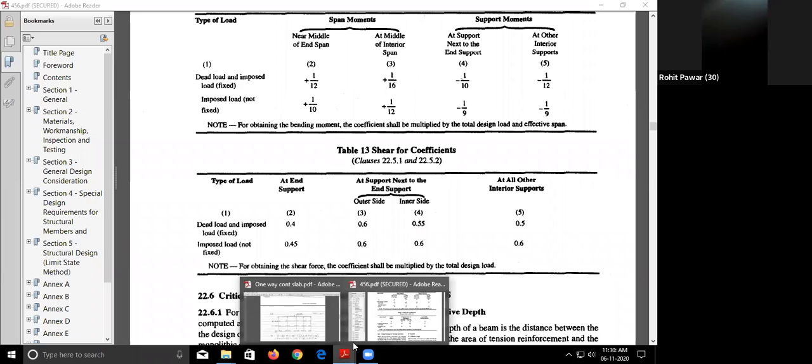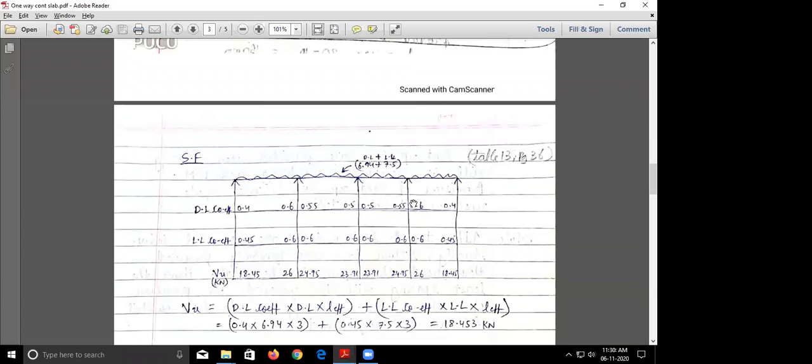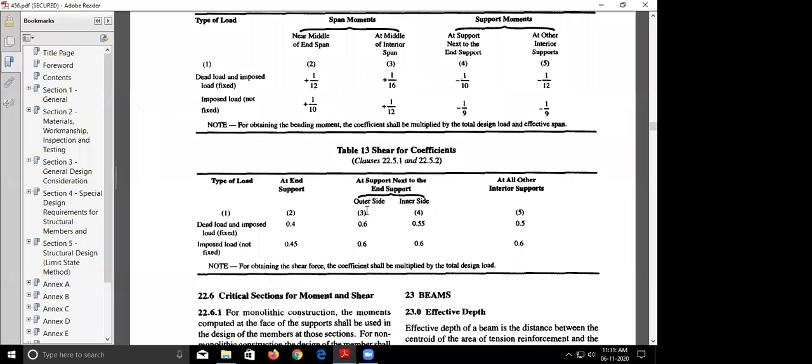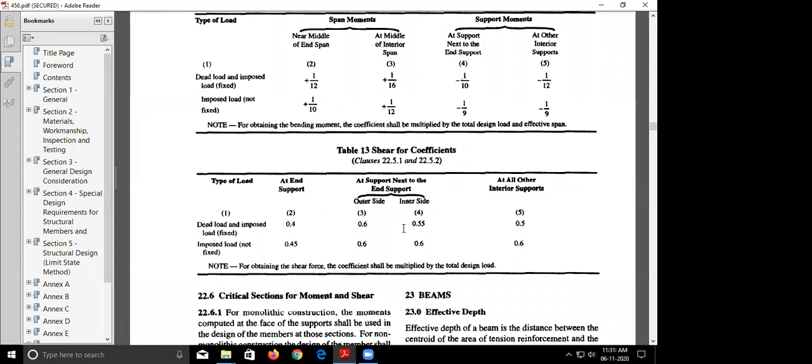So now let us see this. The dead load coefficient at this exterior support, how much is it? Dead load coefficient 0.4 at the end support. So that's what I've written, 0.4. Now moving on to the support next to the end support. Pay attention, outside and inner side. Two things are mentioned, outer side and inner side. So the outer side is 0.6 and the inner side is 0.55. So 0.6 outer side, 0.55 inner side, 0.6 outer side, 0.55 inner side.